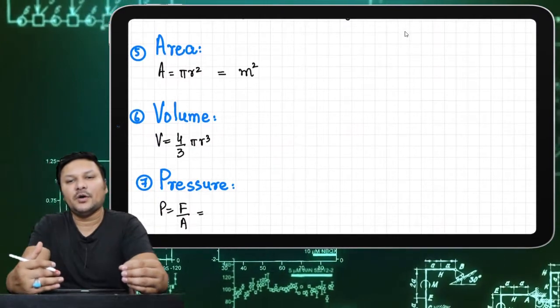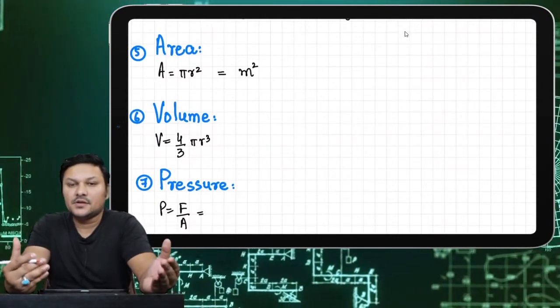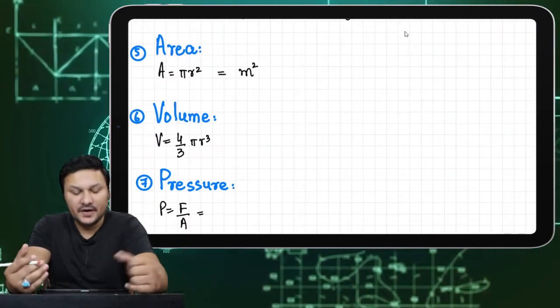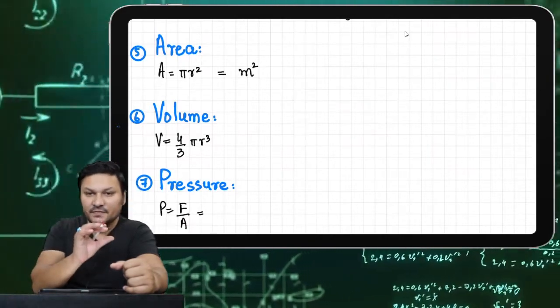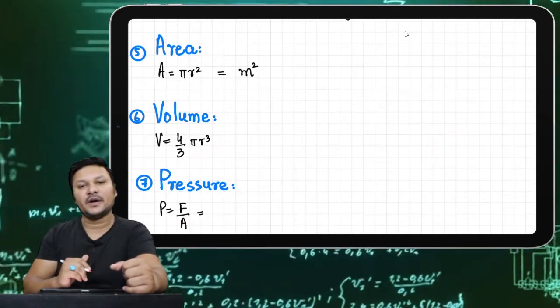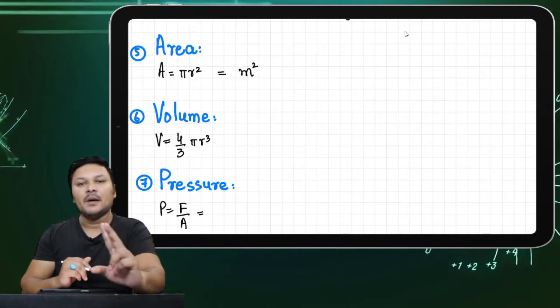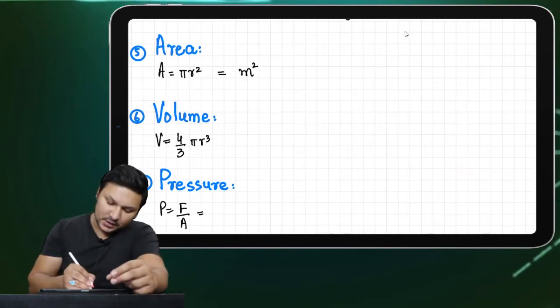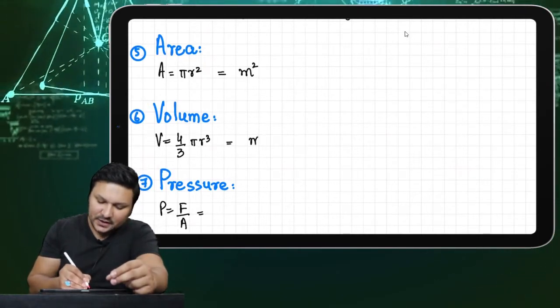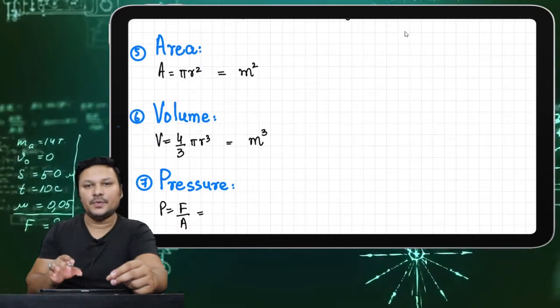Similarly, if you're talking about a circle in 3 dimensions, it becomes a sphere, and the volume of the sphere becomes 4 upon 3 pi r cube. 4 upon 3 is a number, pi is a number, no base unit. So the base unit of radius is meter and cube is being added.